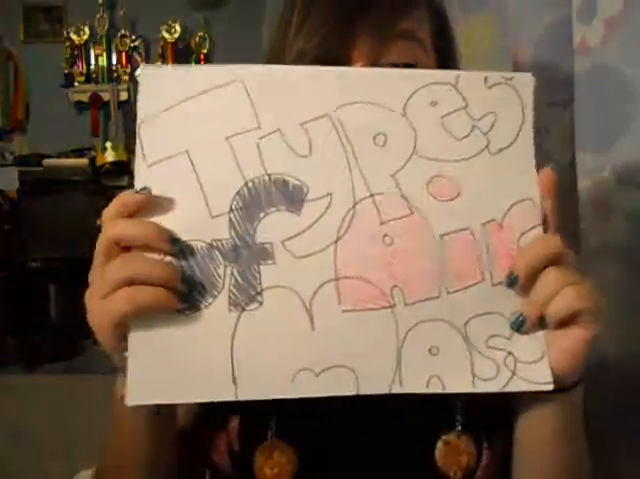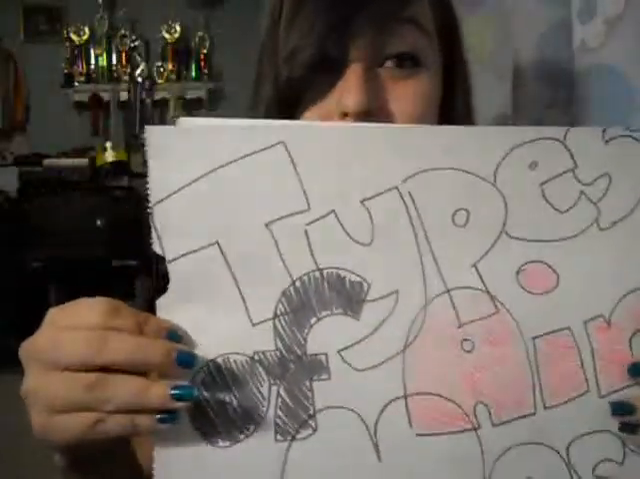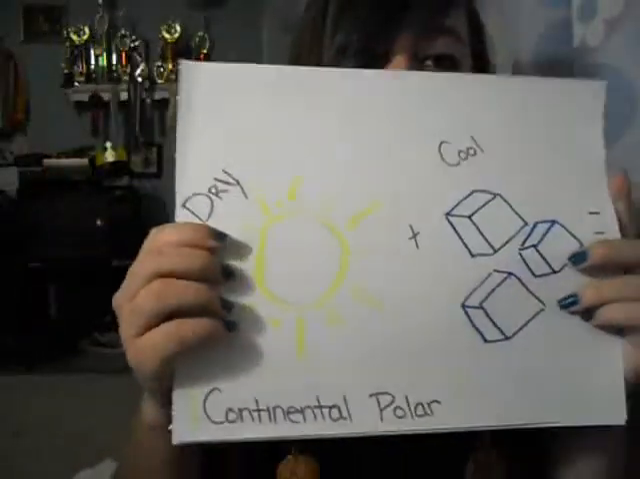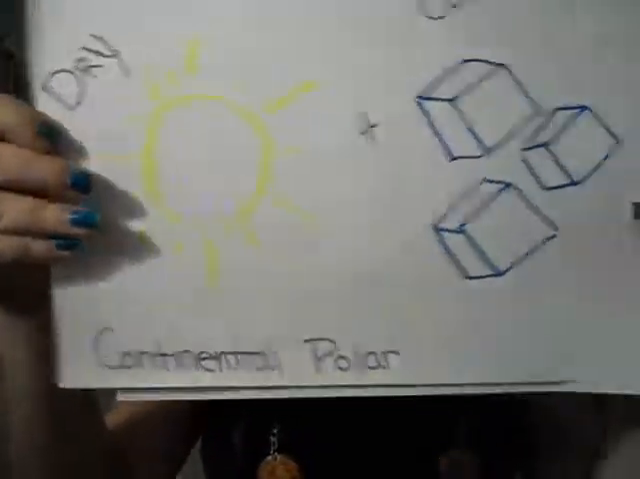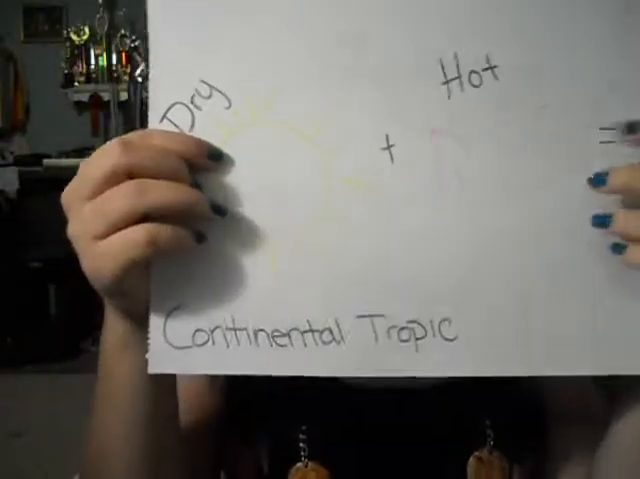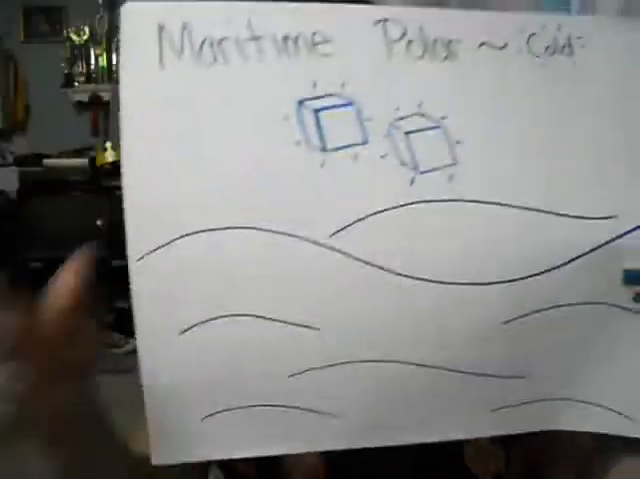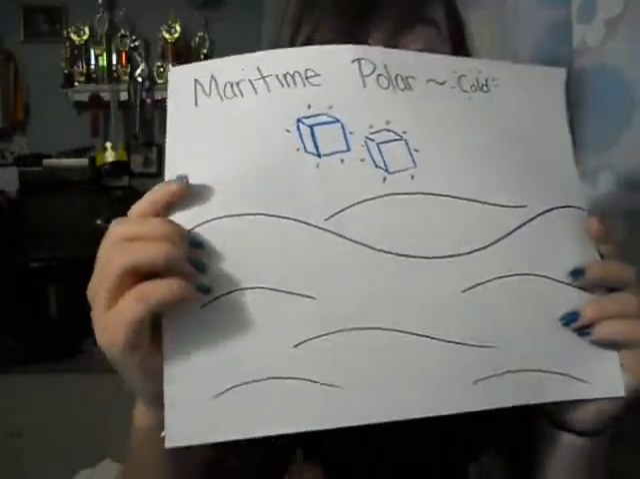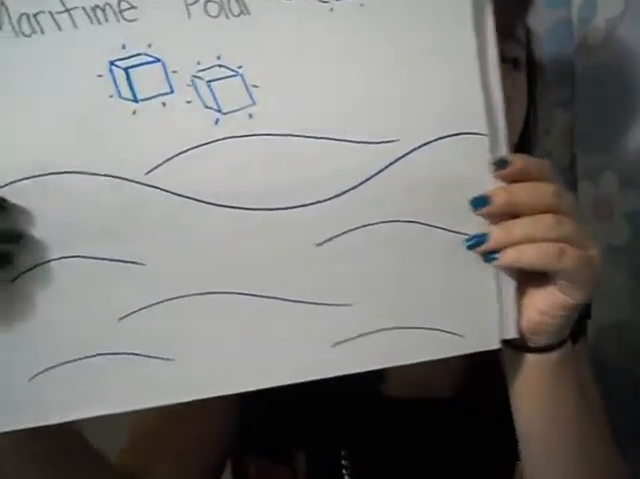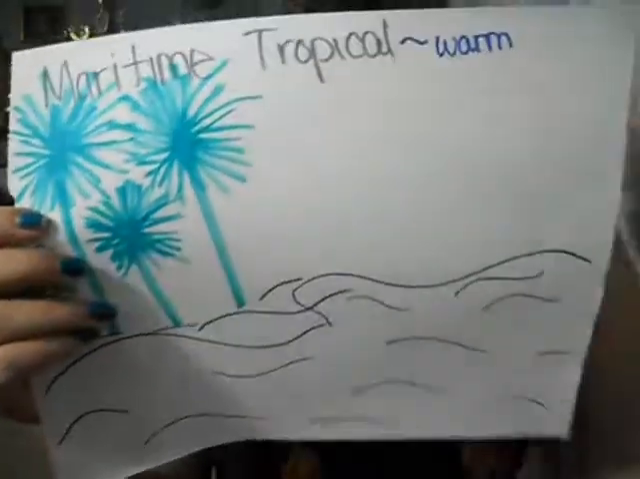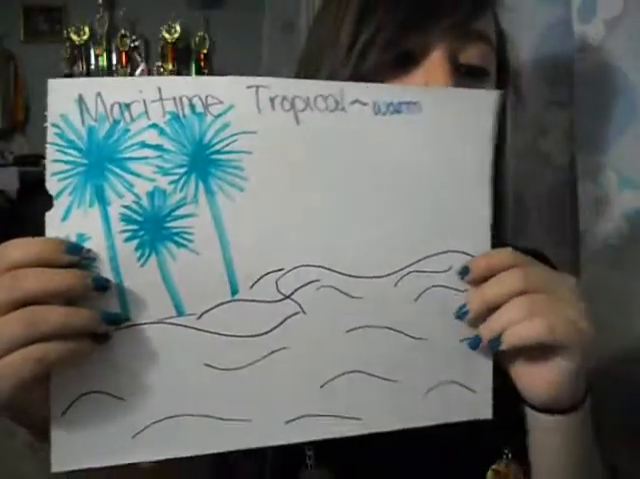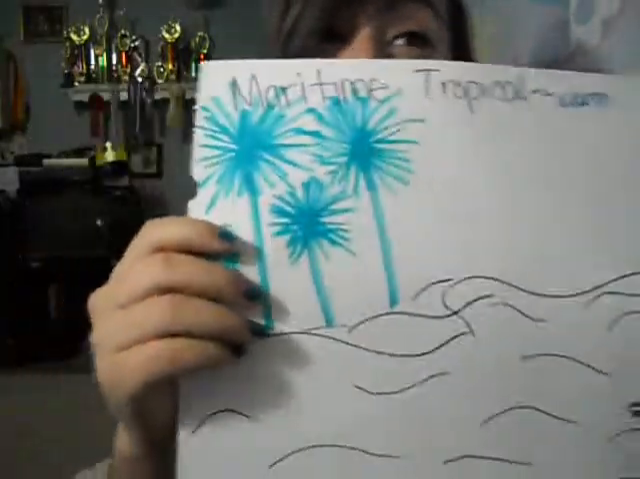We have types of air mass. This is dry and cool. That makes up the continental polar. Then we have dry and hot. That makes up the continental tropic. After that we have the maritime polar, which is pretty cold and above water. Lastly, we have maritime tropic, which is warmer than the maritime polar and also over water.